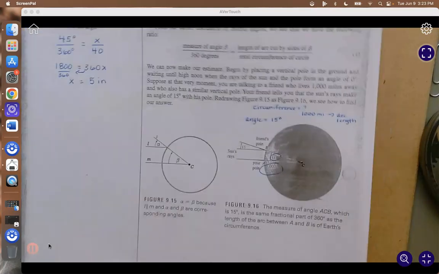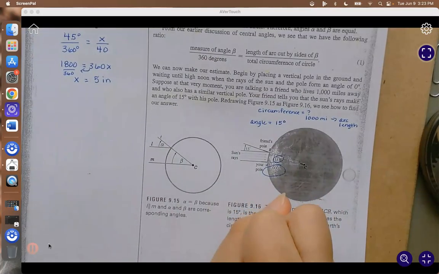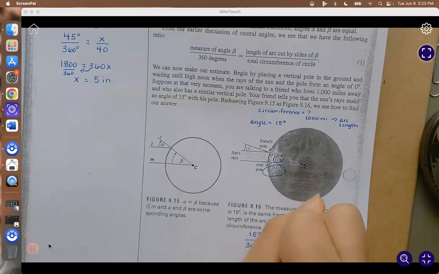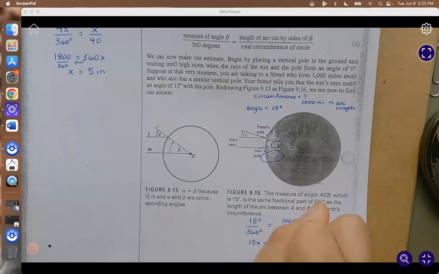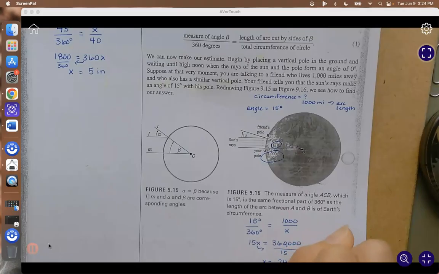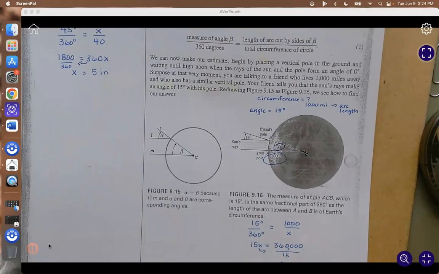So set up our proportion now. Our angle over the whole circle, arc length, and we want to know circumference. So this is 15x equals, there's 4 zeros, so 1, 2, 3, 4, so that's 360,000. We're going to divide that by 15. So the circumference of the Earth is approximately 24,000 miles.